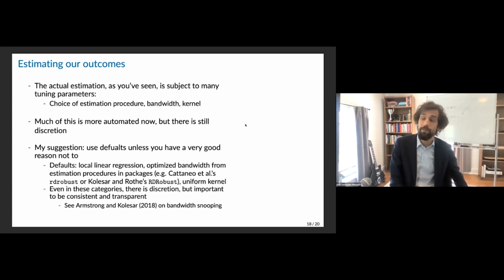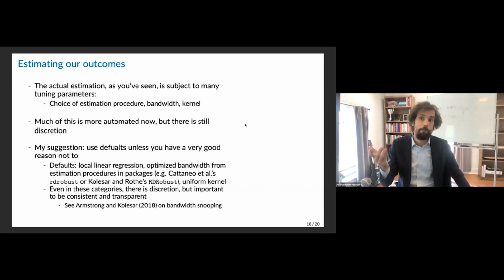And in my view, I think the uniform kernel is a lot more transparent about what's going on. Actually, the default for Calonico et al. is the triangular kernel. There are some statistical reasons to do that. But with the uniform kernel, you know that the bandwidth maps directly to the number of points that you're using. When you do the triangular kernel, you have to think about the trade-off that's going on there.